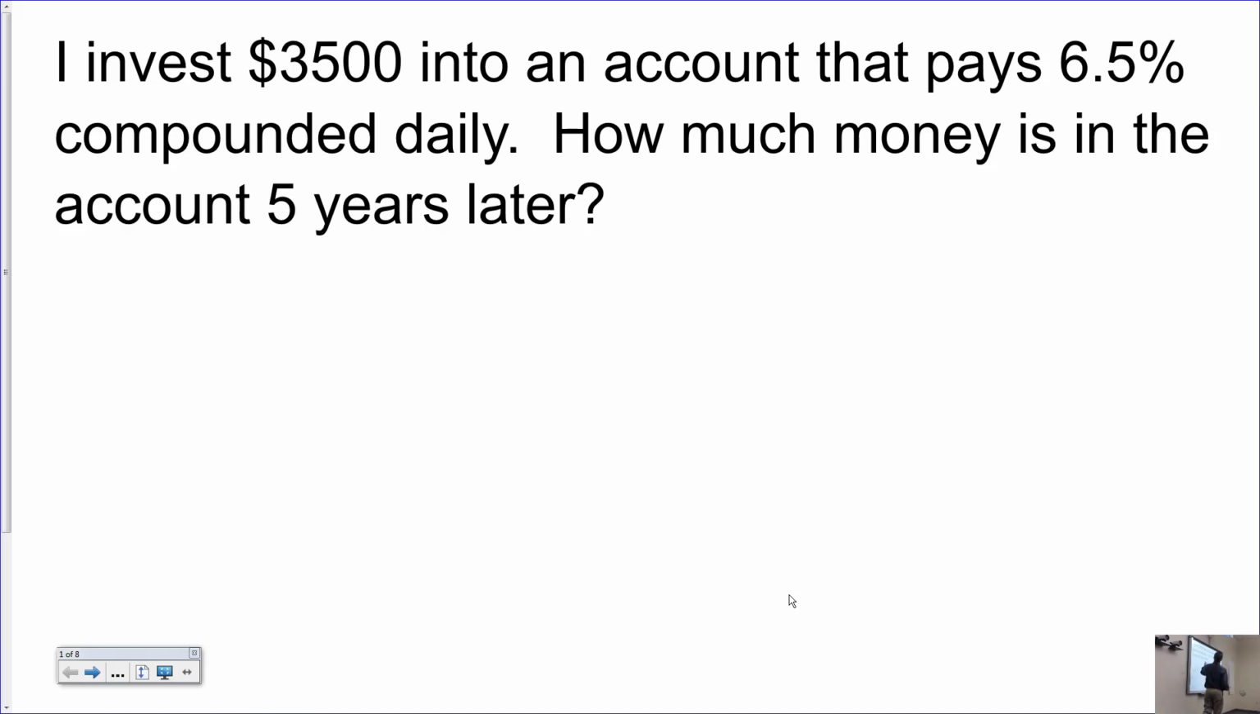Alright, so how do we handle this first problem, folks? I invest $3,500 into an account that's paying 6.5% compounded daily. How much am I going to have in 5 years? How do we figure it out, folks? What do we do?